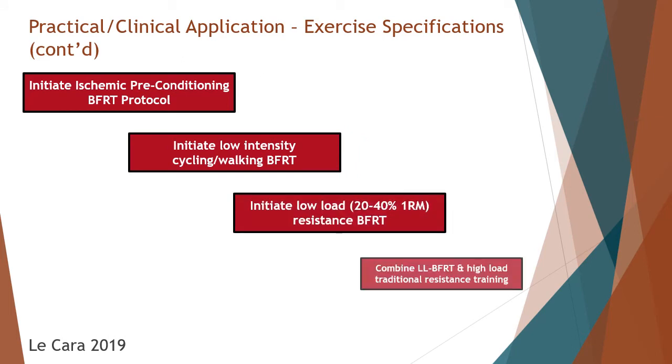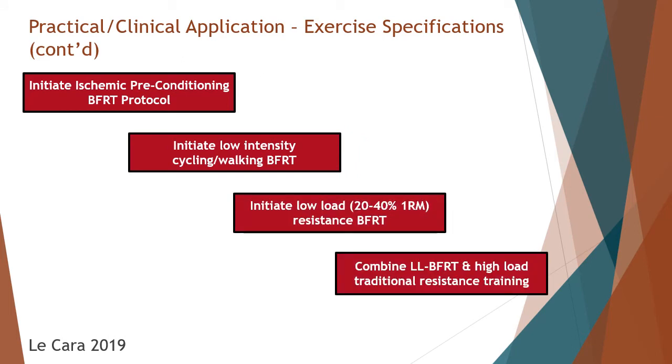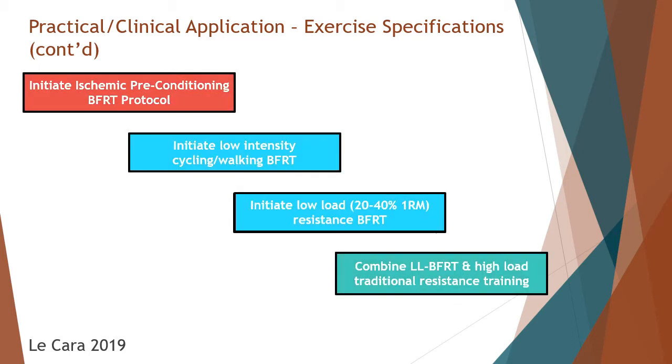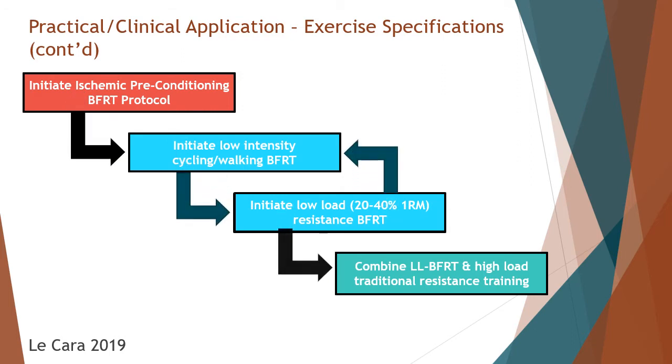Okay, so then what I do want to revisit in considering the exercise specifications is the 4 options that you have for exercise. And what I like to do is propose and transition these 4 options into phases. So here you would start with the pre-ischemic conditioning BFR protocol. Then you would go to the low load walking or cycling, the aerobic training, and then you would initiate the low load resistance training once the patient was otherwise indicated.